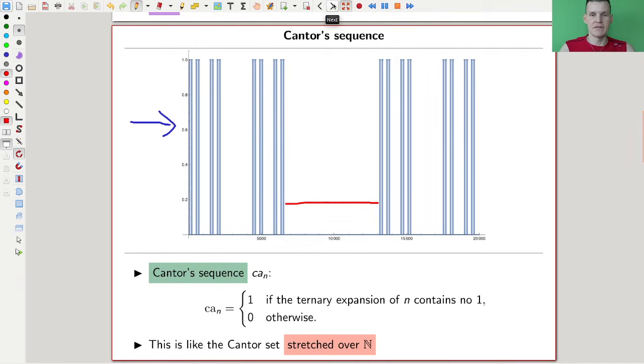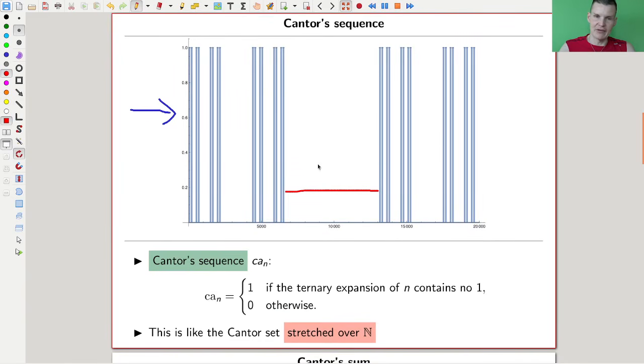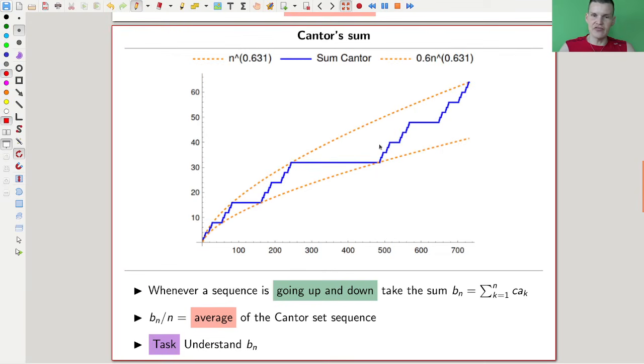Another very nice function, and you wonder about the properties and behavior of that function. It should kind of mimic the Cantor set, in sequence form. Whenever you see this picture, where everything goes up and down like hell, you can ask, for example, what is the average value of the Cantor sequence? You just take the sum over all of them, and taking the average would then mean dividing by n. But let's say we want to study the behavior of the sum over all elements of the Cantor sequence.